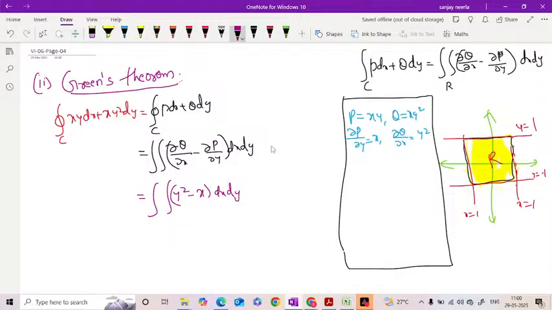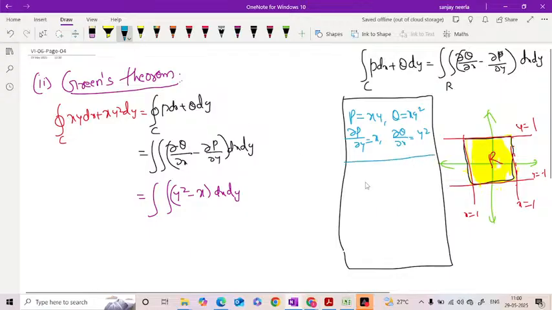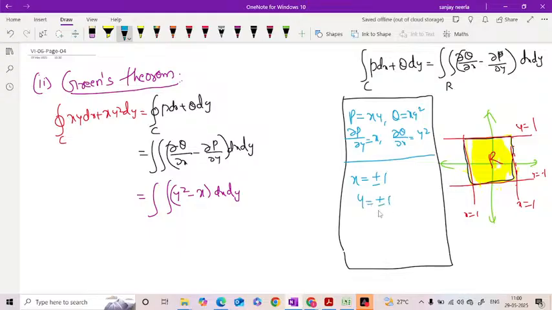Now come to the limits. The limits are already clearly given. It is the rectangular region, that means x is equal to plus or minus 1 and y is equal to plus or minus 1. You can take any order, but now I am taking y is equal to minus 1 to plus 1 and x is equal to minus 1 to plus 1, and we cannot split into two single integrals because we cannot evaluate.